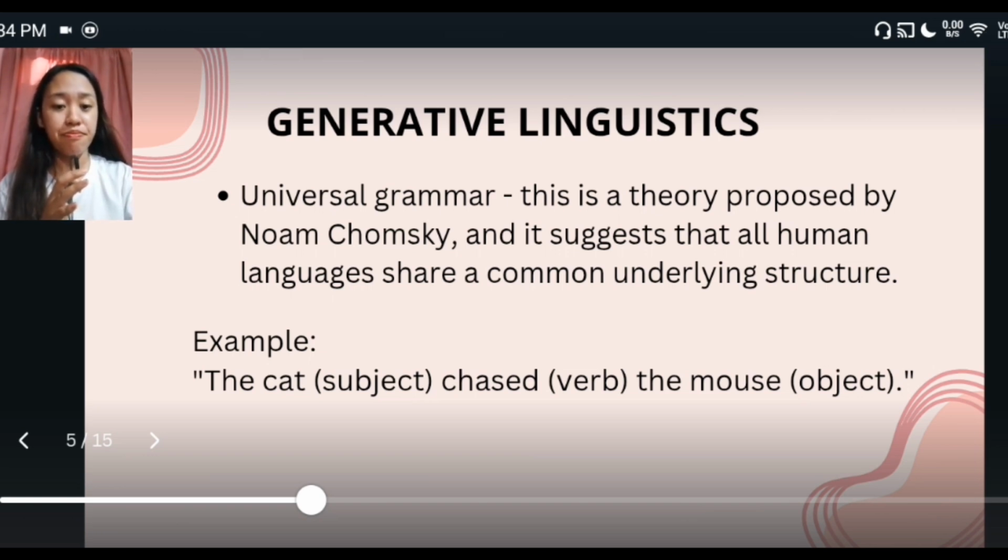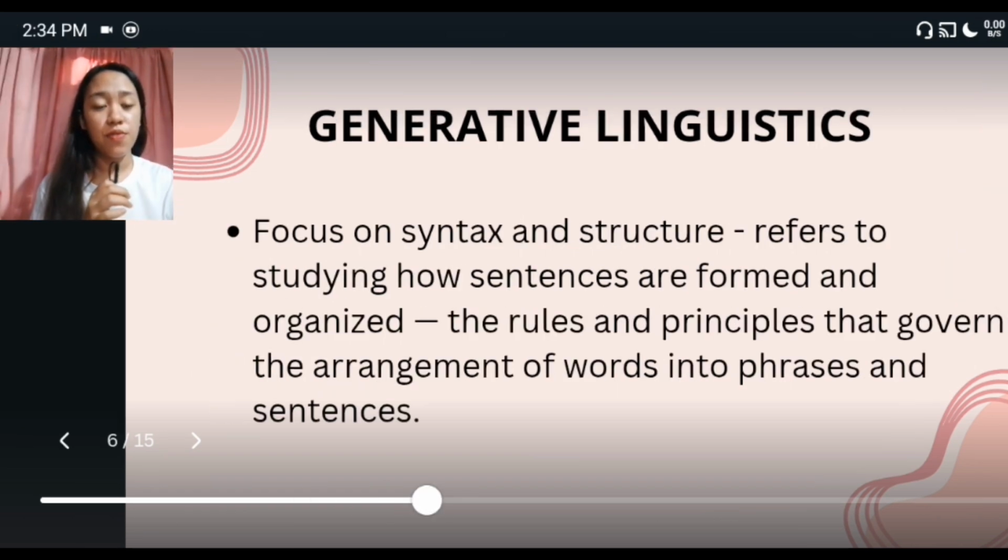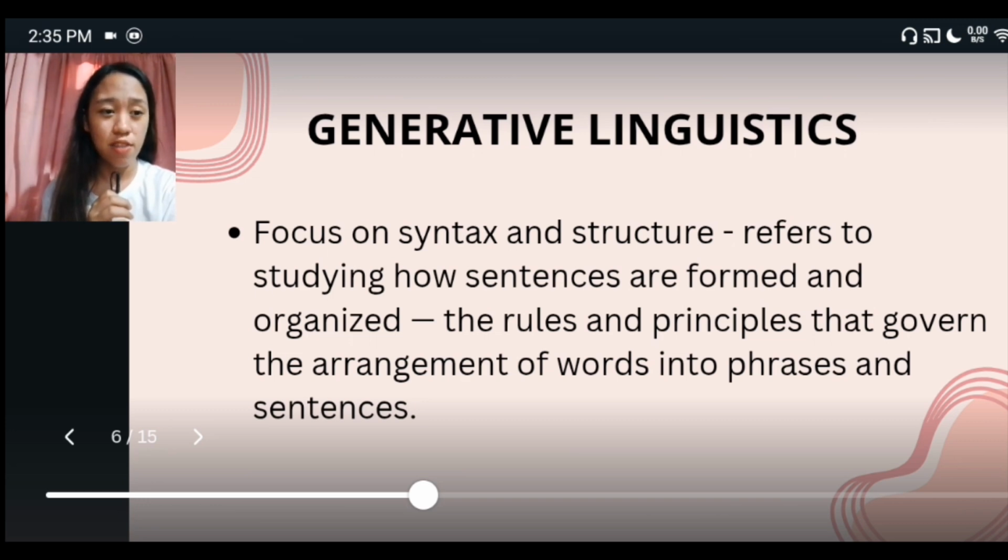For example, all languages have subjects, verbs, and objects, though their order may differ. For example, "the cat" is the subject, "chased" is the verb, and "the mouse" is the object. So that's the underlying structure of generative linguistics, or the universal grammar. Okay, next, generative linguistics focuses on syntax and structure, which refers to studying how sentences are formed and organized, the rules and principles that govern the arrangement of words, phrases, and sentences.